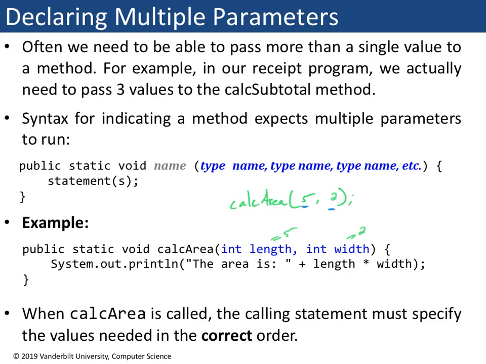The point is, when Java executes your program, it knows which value to place into which parameter based on the order in which you supply them. So I'm calling calc area, and I supply the 5 first, and the first parameter is the length. So 5 goes into length. I supply the 2 second, and the second parameter is width. Therefore, 2 goes into the width. So this is how Java knows which value goes into which parameter, by the order. So order is very important.